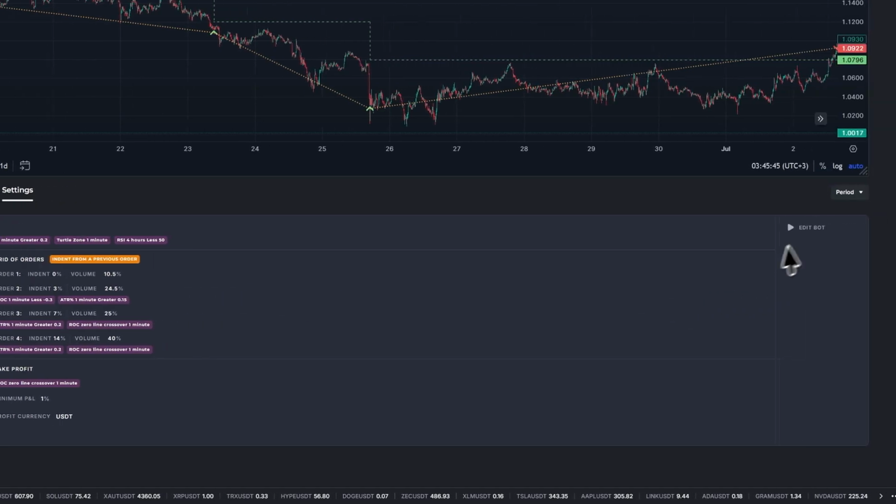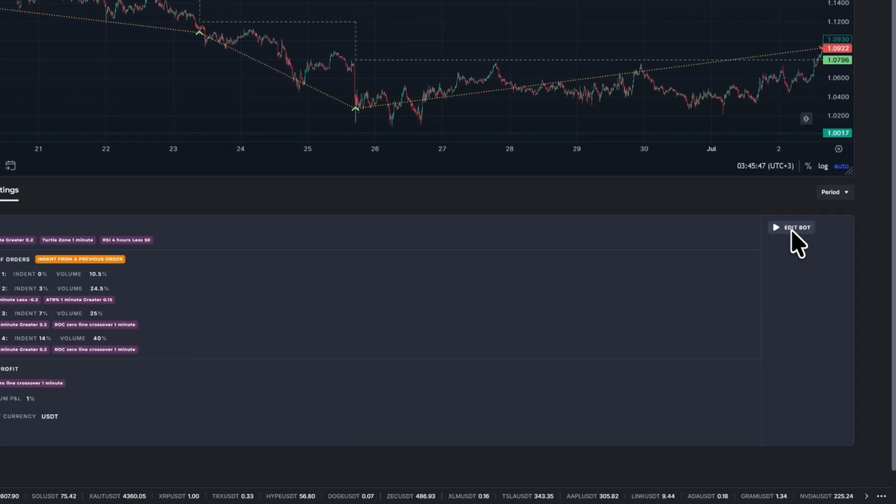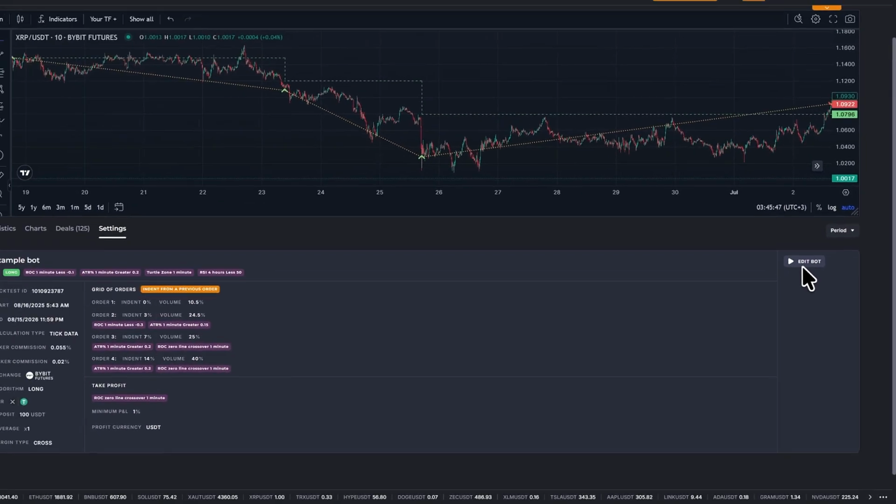The Edit Bot button instantly transfers this entire setup into the editor. You can continue tweaking, run another test, or save the bot to launch it on the exchange.